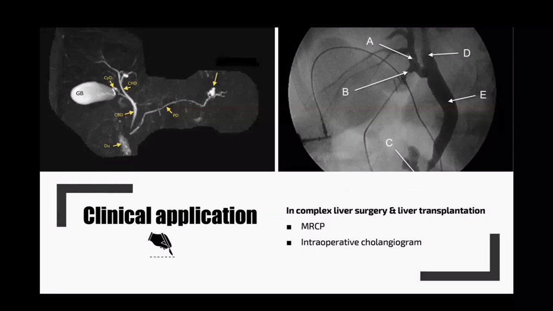So before any complex surgery or liver transplantation, we should do MRCP, which stands for magnetic resonance cholangiopancreatography, and intraoperative cholangiogram. Recently, indocyanine green has played a great role in showing the biliary tree intraoperatively, but unfortunately, it's not that much available.